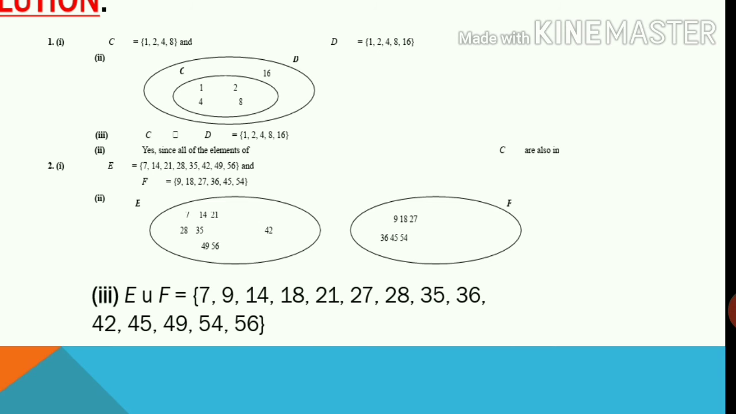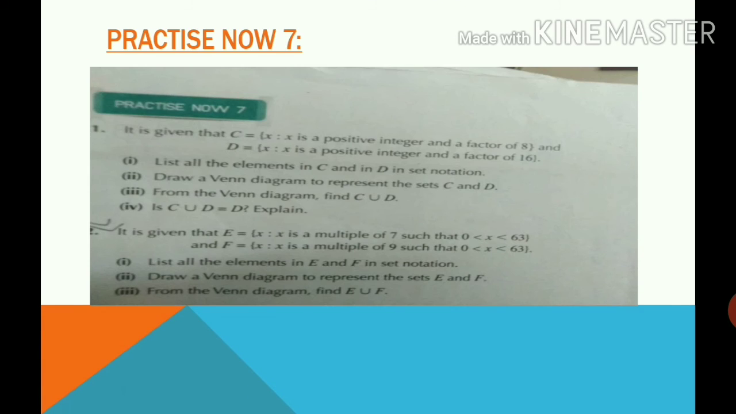Okay. Now let's move forward to the next question. It is given that E is equal to {x : x is a multiple of 7 such that 0 < x < 63}, and F is equal to {x : x is a multiple of 9 such that 0 < x < 63}. Whenever the word multiple is used, it means that you have to go on the table of that number. So in E you will go on the table of 7 and in F you will go on the table of 9. And the range is given, which is 0 < x < 63. It means that you will write down the multiples but they should be less than 63.